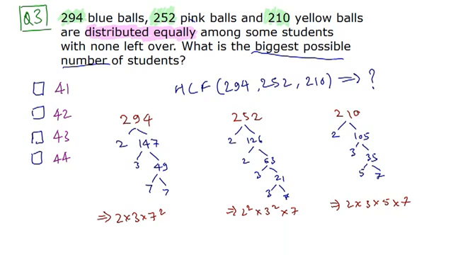Now the highest common factor by the method of prime factorization is equal to the product of common prime factors with lowest power. So the common prime factors are 2, then we have 3, and we have 7. The lowest power of 2 is 1, so we have 2 into the lowest power of 3 is 1, so we have 3 raised to 1, and the lowest power of 7 is again 1, so we have 7 there. So 2 into 3 into 7 comes out as 42. So our correct answer is 42.